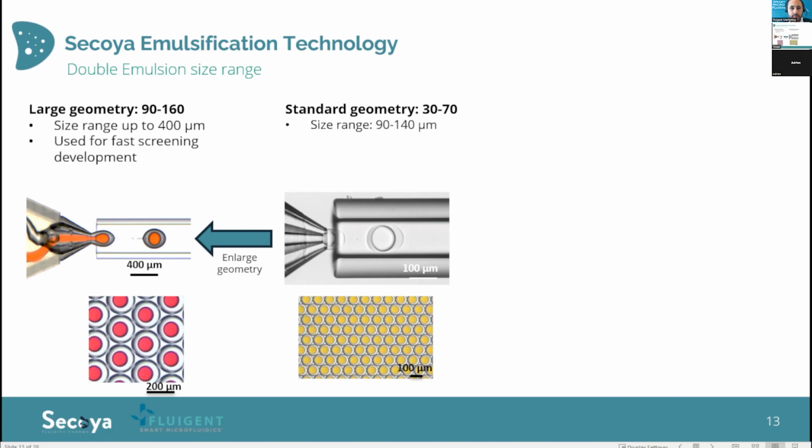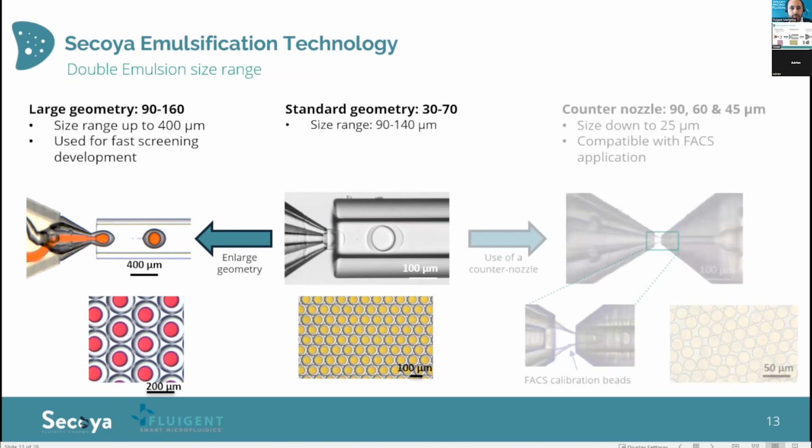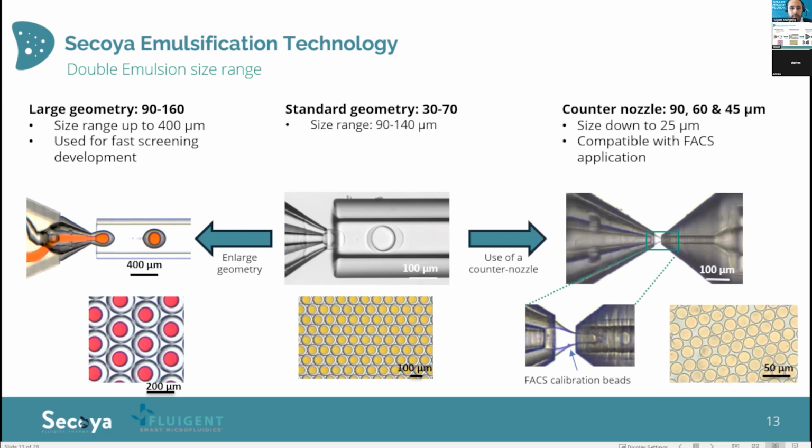However, producing smaller double emulsion is more tricky. You can't simply scale down the geometry because the system will be more prone to clogging. The idea here is to use a counter nozzle in front of the double emulsion nozzle that will locally reduce the geometry and thus reduce the size of double emulsion produced. Thanks to this design, we can now produce double emulsion down to 25 micrometer, which makes them compatible with FACS application.